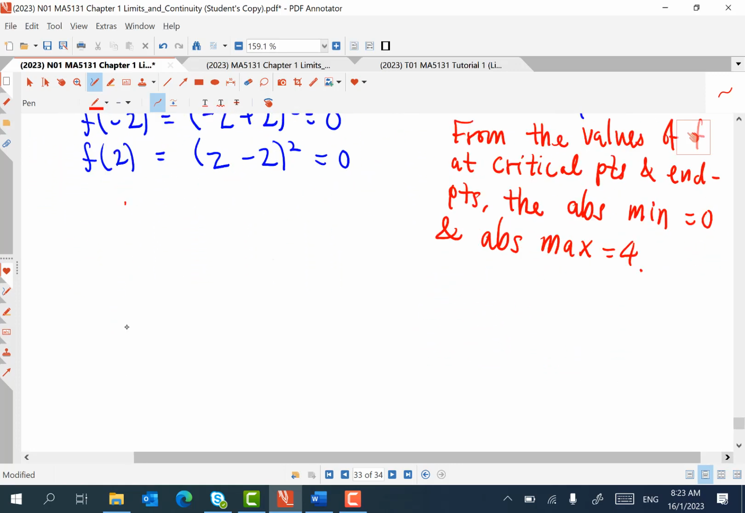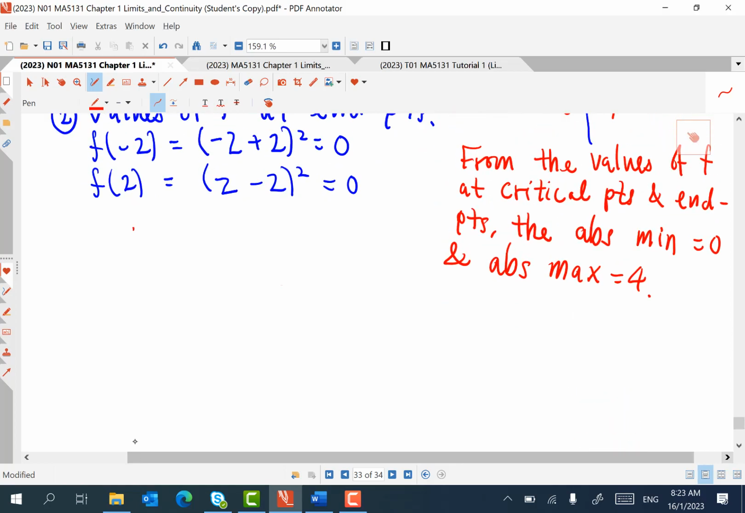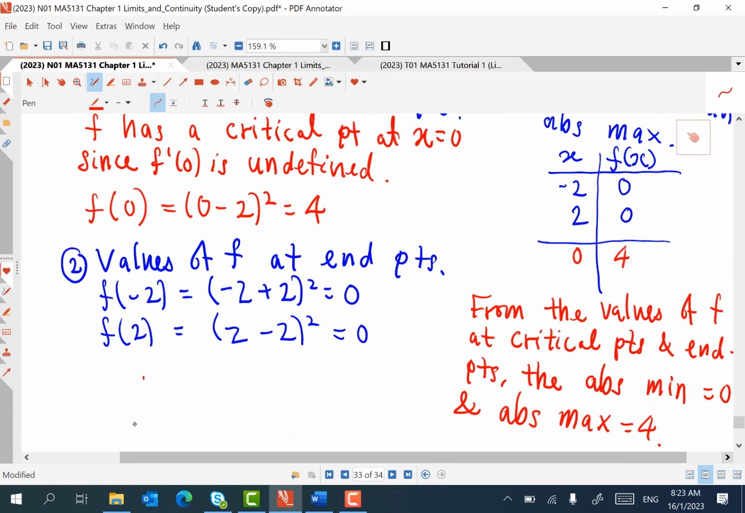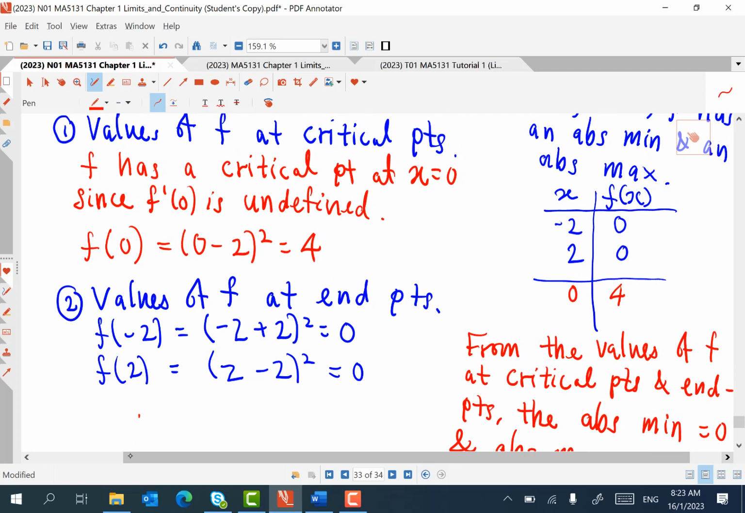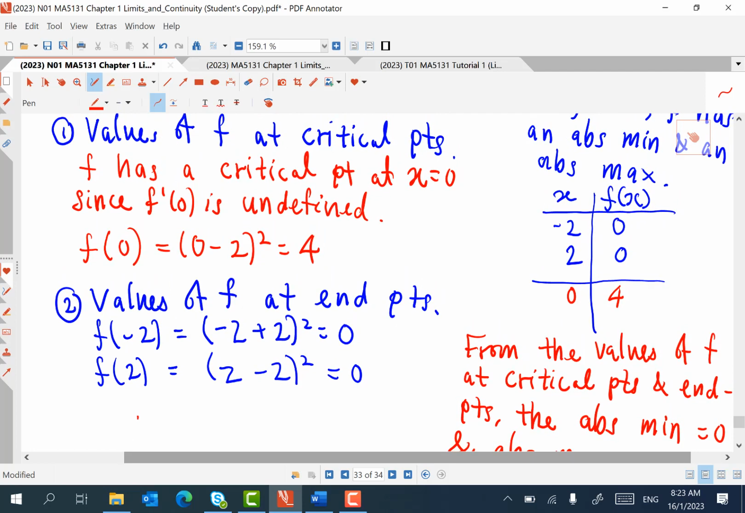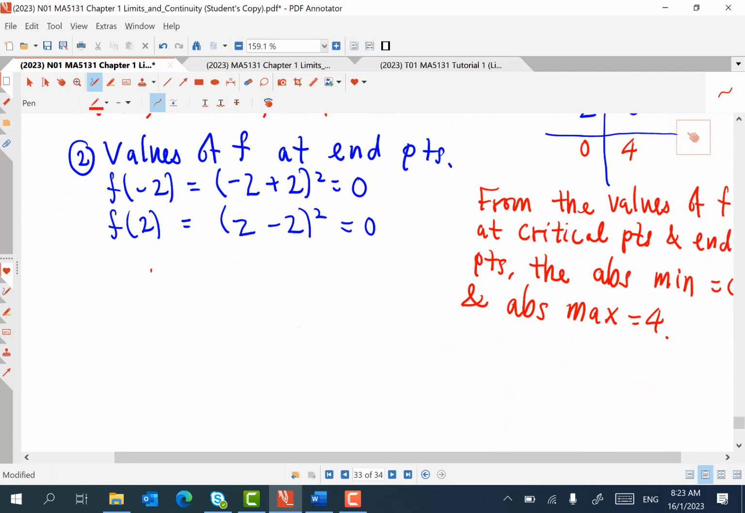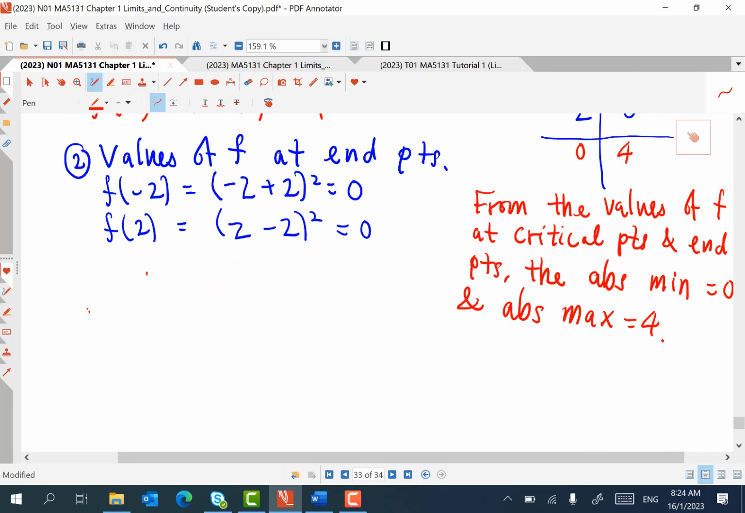Okay. If you're wondering why there is such a large space left there, actually the expectation was for the student to prove by calculation that f prime 0 is undefined. But to do this, it's not easy, because to find f prime 0 by definition is like that. By definition, it's like that.